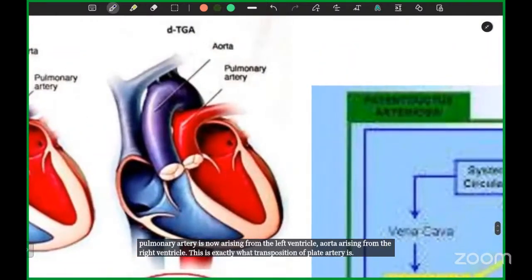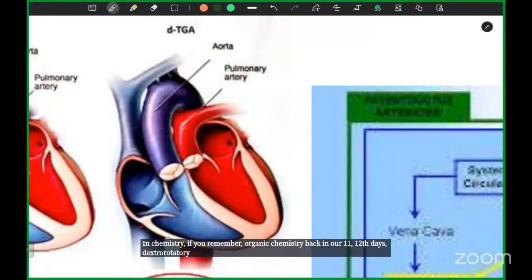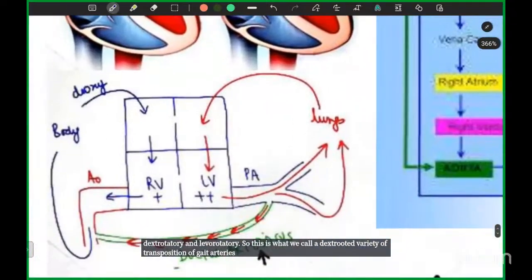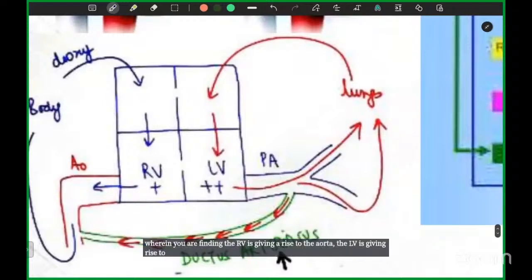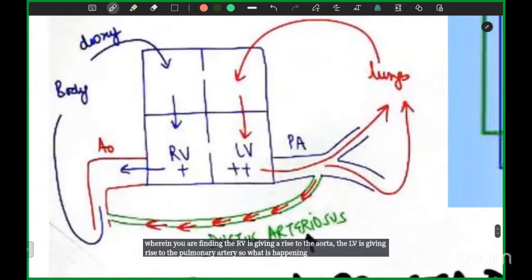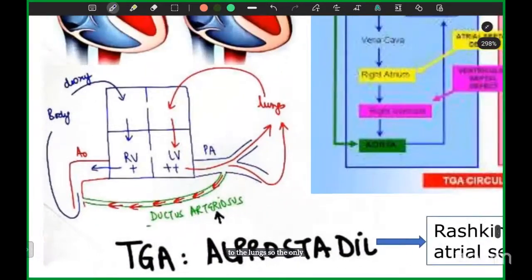It's called DTGA because in chemistry, if you remember, organic chemistry, back in our 11th, 12th days, dextrorotatory and levorotatory. So this is what we call a dextrorotated variety of transposition of great arteries, wherein the RV is giving rise to the aorta, the LV is giving rise to the pulmonary artery. So what is happening is all the deoxygenated blood is going to the systemic circulation. All the oxygenated blood is going via the aorta to the lungs. So the only way that something can be done about it.